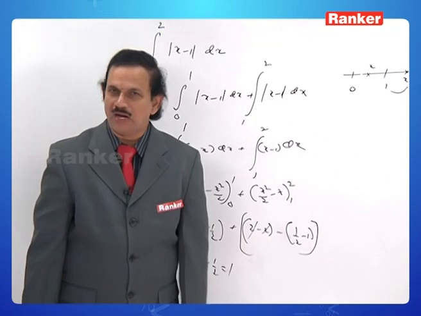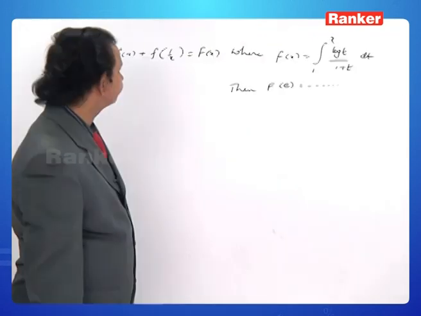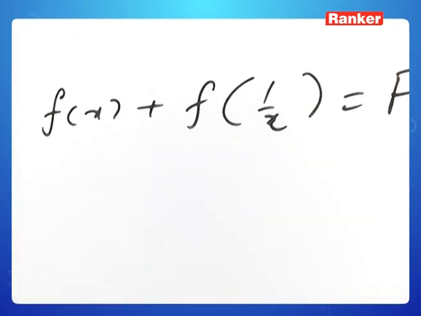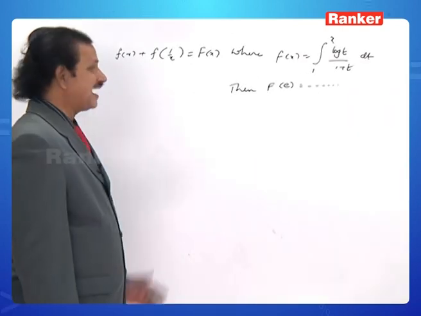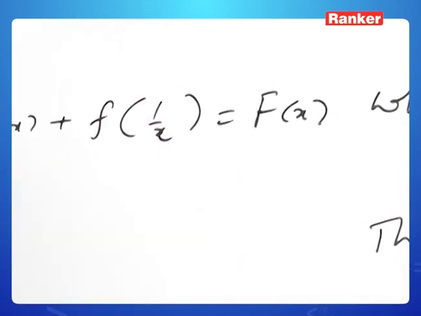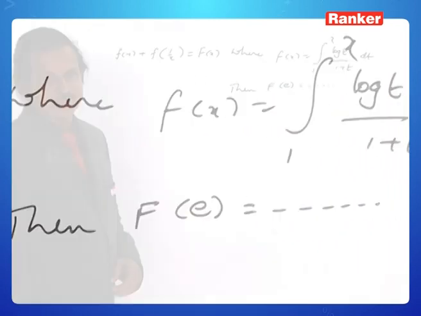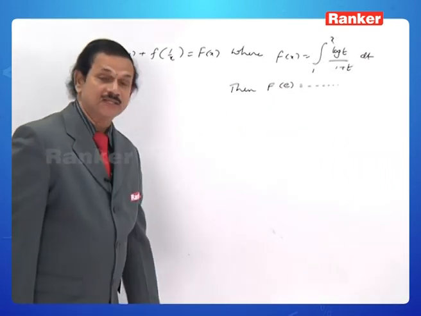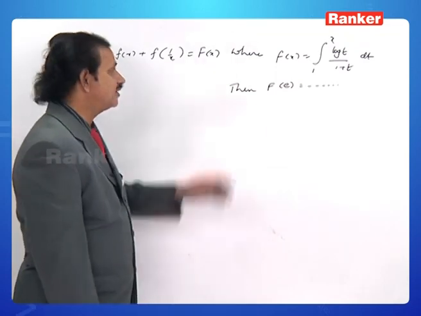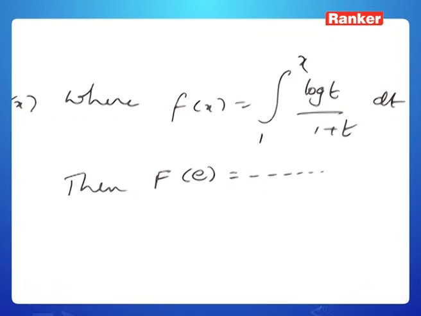Answer is 1. The next problem. This is the question. F of x plus f of 1 by x is equal to capital F of x, where small f of x is given to be integral 1 to x log t by 1 plus t dt. He has asked us to find F of e. How to get that F of e?